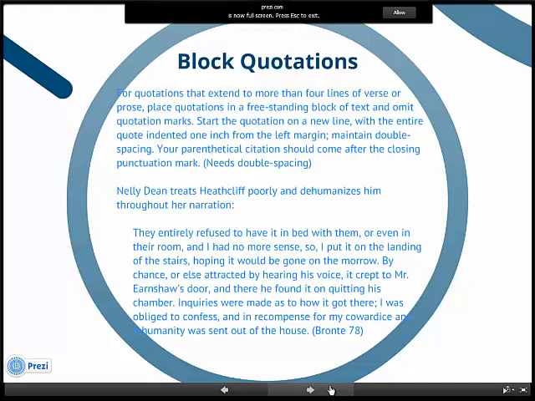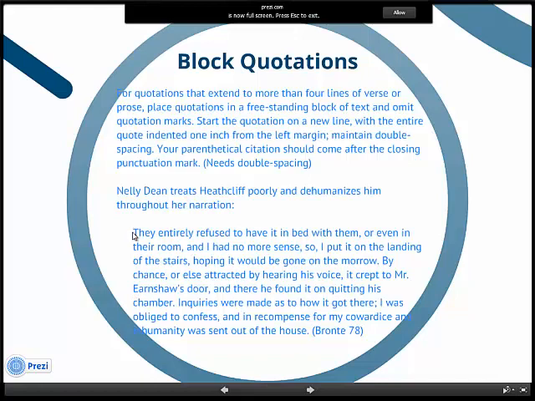Block quotations are for direct quotes that are more than 4 lines. So if it is longer than 4 lines, then you'll have to do a block quote. And this is basically what it would look like, except it would need to be double spaced. So here I introduce the quote, Nellie Dean treats Heathcliff poorly and dehumanizes him throughout her narration. And then you put a colon, and as you can see, then the actual direct quotation is indented. So the whole text is indented.